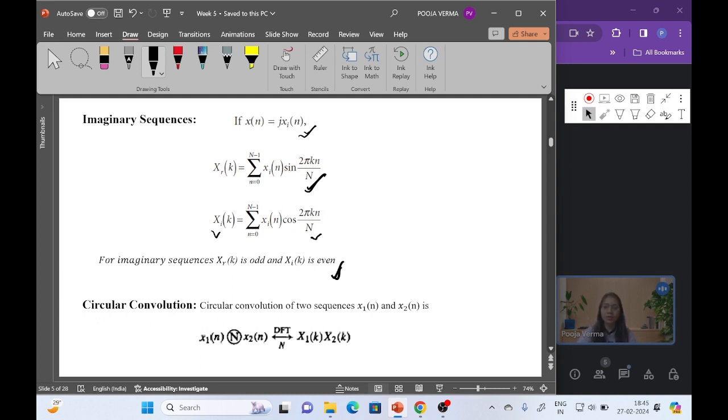Okay, another property is circular convolution. The circular convolution of two sequences x1 of n and x2 of n is represented by this. The circular convolution in time corresponds to multiplication in the frequency domain, where X1 of k and X2 of k are the N-point DFTs of x1 of n and x2 of n.